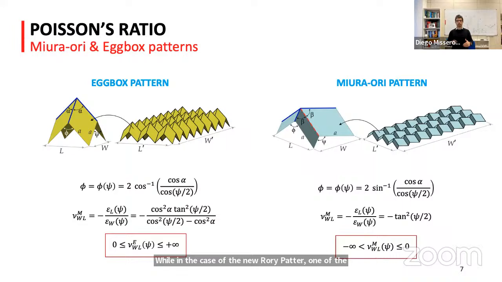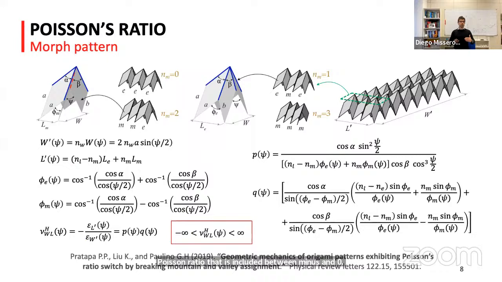In the case of the eggbox pattern, as you can see here, we have a Poisson ratio that is in the interval between zero and plus infinity. And in the case of the Miura-Ori pattern, we have a Poisson ratio between minus infinity and zero. To augment the design space, Professor Paulino and co-workers presented a novel origami pattern that they named Morph.